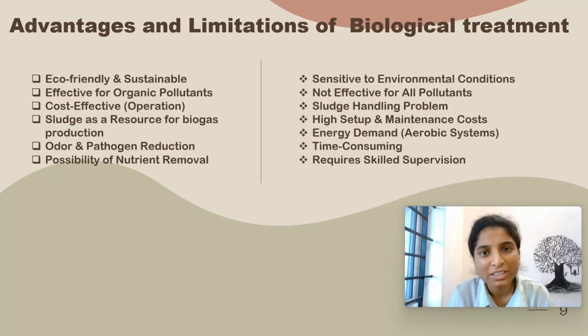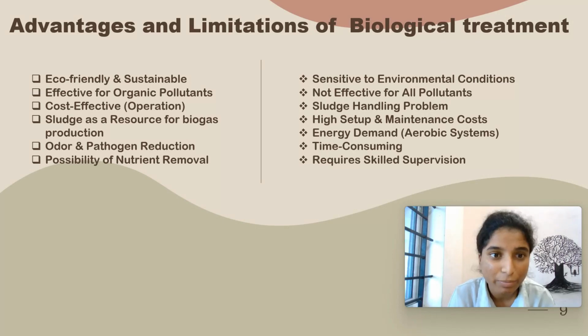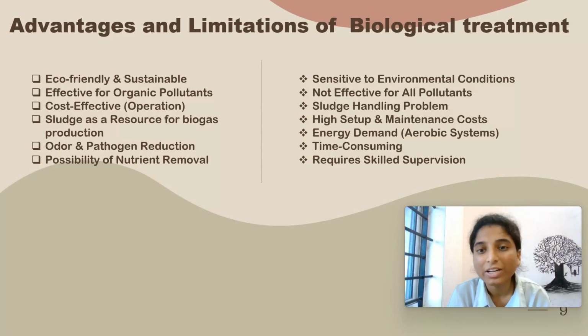So what are the advantages and limitations of biological treatment? They are eco-friendly and sustainable, effective for organic pollutants, and cost effective. Operation is very effective. Sludge can be used as a resource for biogas production, and odor and pathogen reduction can be seen. There is the possibility of nutrient removal, when we can take out the nutrients which can be reused in agriculture.